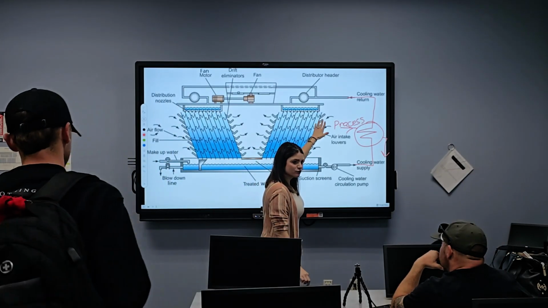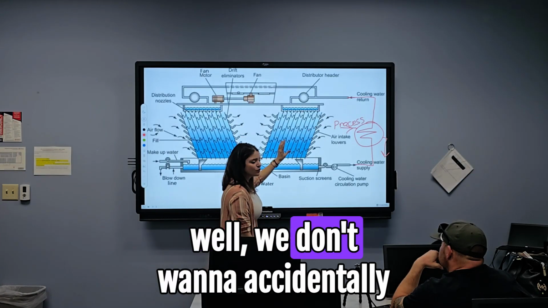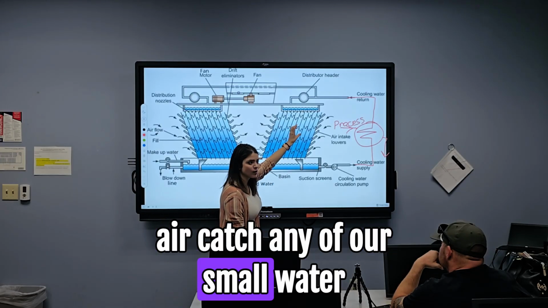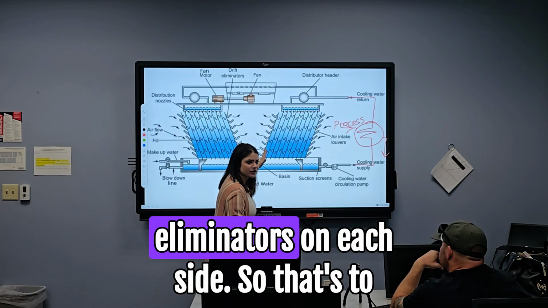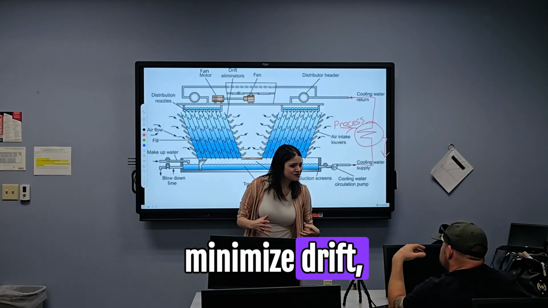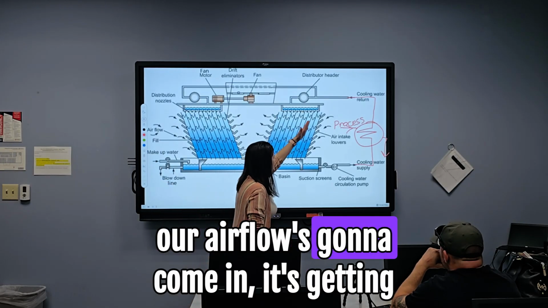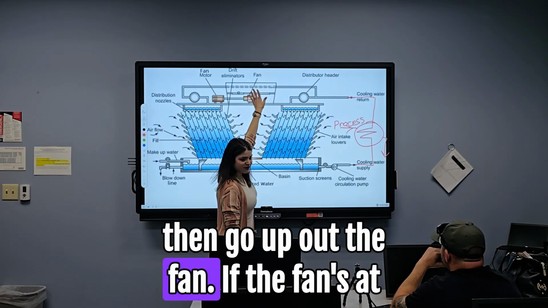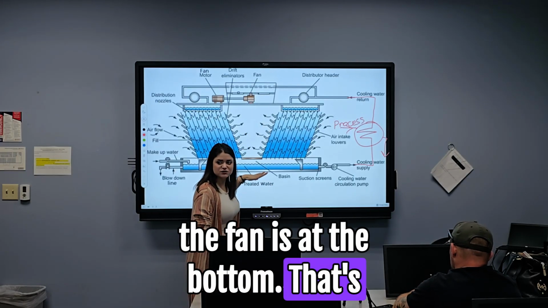Your air intake will direct your airflow to where it's going to go like this and then up and out the top. Well, we don't want to accidentally let the air catch any of our small water droplets and blow them out the top, right? So we have what we call drift eliminators on each side. That's to minimize drift, preventing water loss from your water droplets getting blown out. Our airflow is going to come in, it's going to direct it kind of down, and then go up out the fan. If the fan's at the top, that's induced draft. If the fan is at the bottom, that's forced.